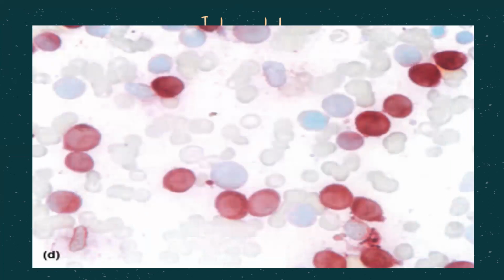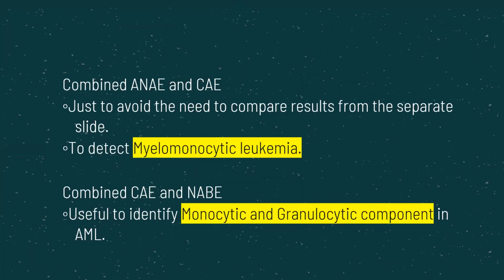Okay, so here is your reaction, positive reaction. Okay. So, combined ANAE and CAE is used to detect yellow monocytic leukemia. Okay? So, CAE naman and NADE, okay?